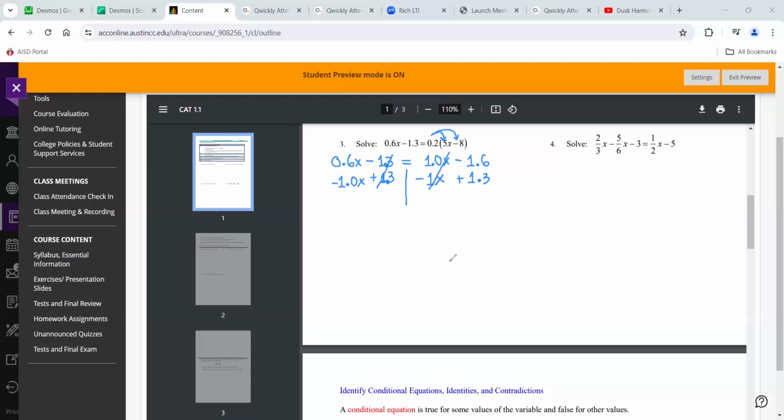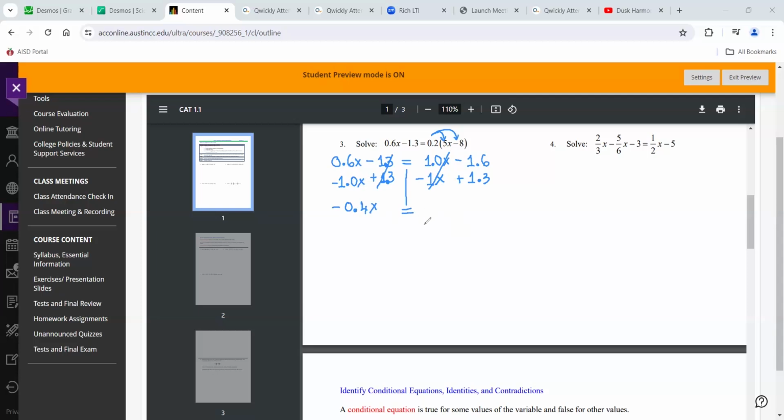Okay, so now go ahead and combine like terms. So on the left side, now we're going to combine 0.6x plus negative 1.0x. So that will give us negative 0.4x. So think about money or something, then I hope it will make sense to you. And then put the equal sign again.